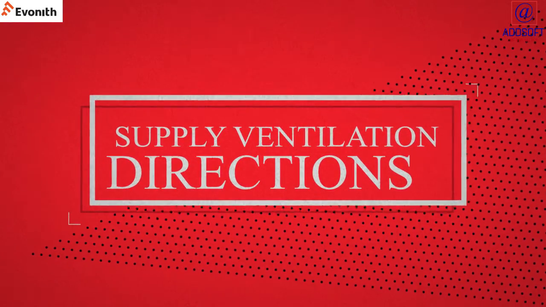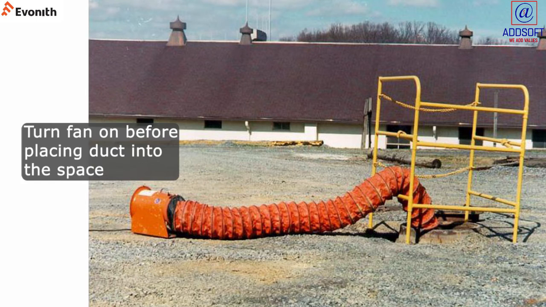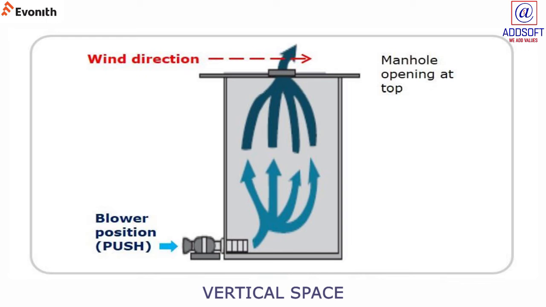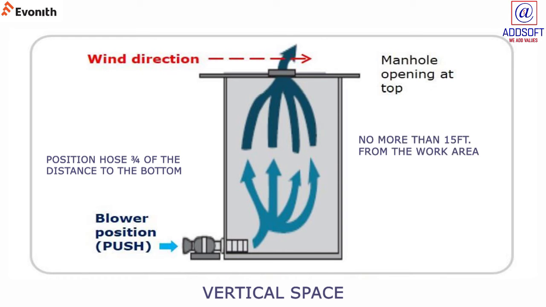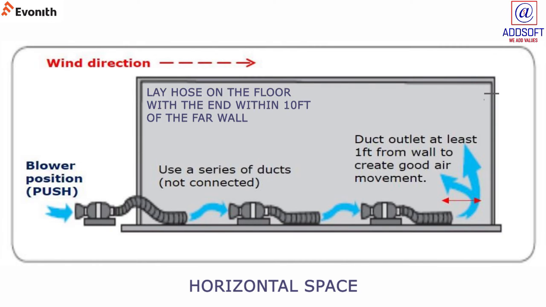Supply ventilation directions. Position fan 4 to 6 feet from entry with intake into wind. Turn fan on before placing duct into the space. Ensure that there is no short circuiting. Vertical spaces: position hose 3/4 of the distance to the bottom and no more than 15 feet from the work area. Horizontal spaces: lay hose on the floor with the end within 10 feet of the far wall.